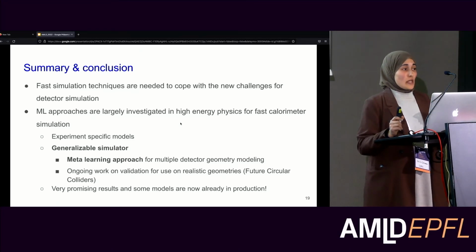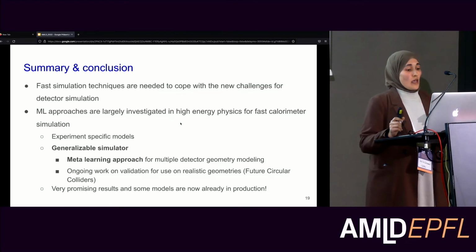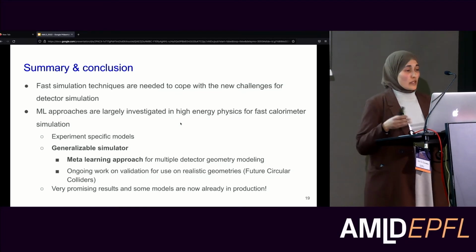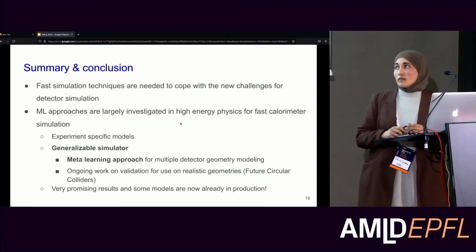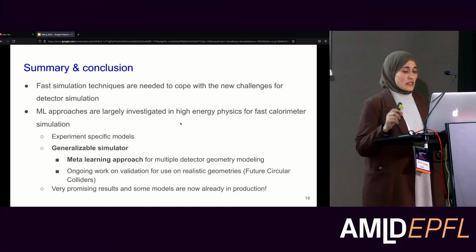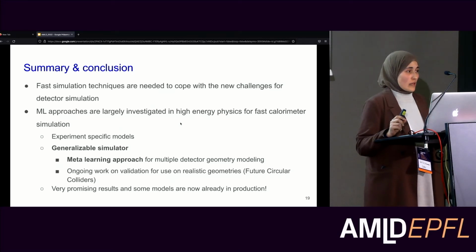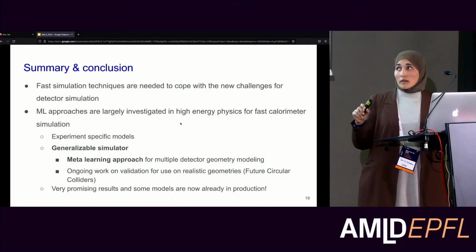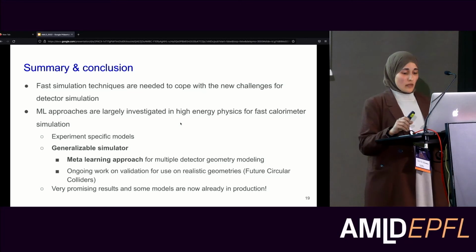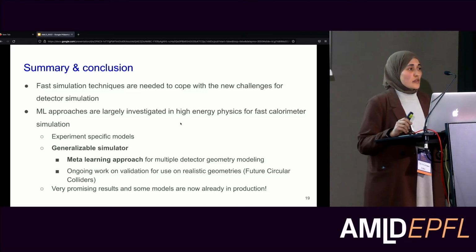So there are models which are experiment specific, and what I showed here is more a generalizable simulation tool that uses the meta-learning approach. There is an ongoing work to validate this on realistic geometries, and this is more for the future detectors. So we do have very promising results, and some models are already in production, which is what we want to have before at least 2023, with all the new challenges that the high luminosity LHC will bring.